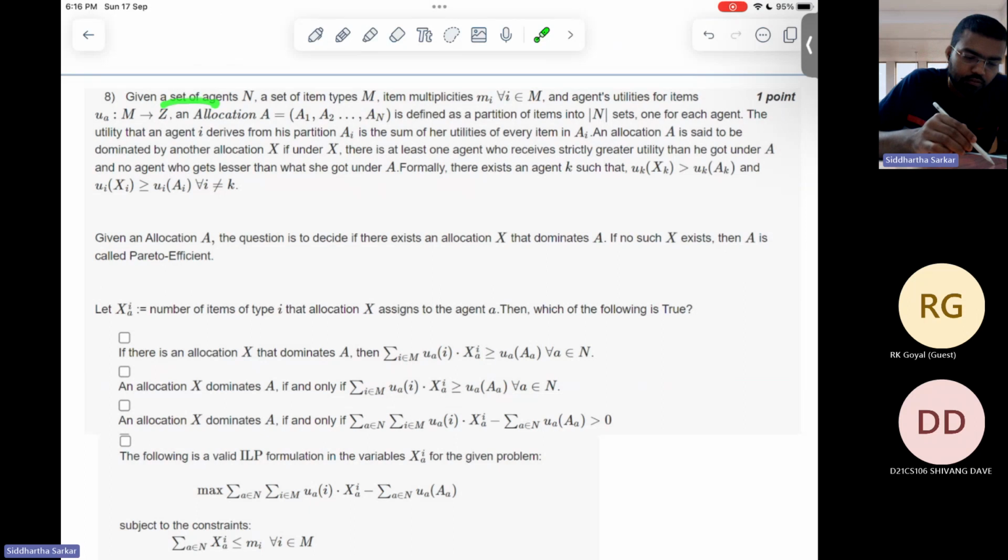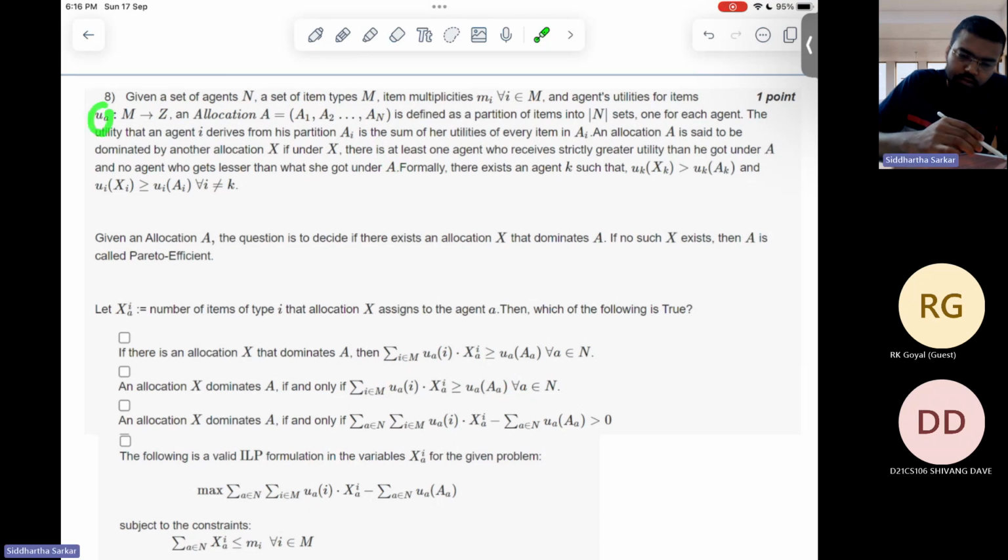So we have a set of agents. Agents are nothing but people, and there are m items to be distributed, and each of the items has multiple copies. So the ith item has mi copies, and each agent has a utility for the items. You can assume that either a person likes an item or a person doesn't like an item.